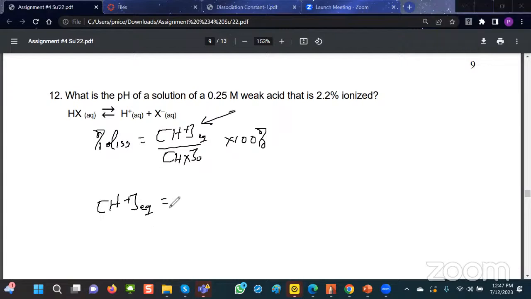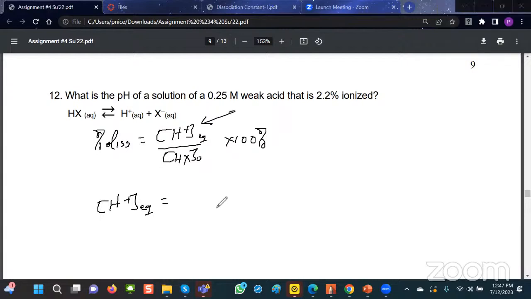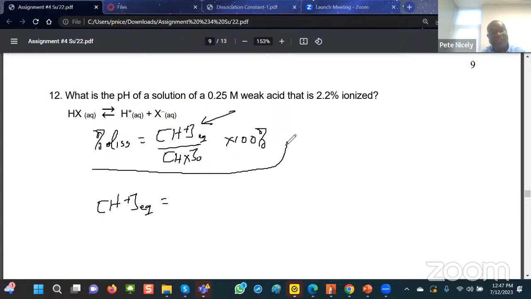Is it 0.25 because it's a 1-to-1 ratio? Nope, it's a weak acid, so you can't make that assumption. So we have to solve for this equation right here, but you have to solve for this. That's why I put this here. What is this equal to in terms of all the other terms here?